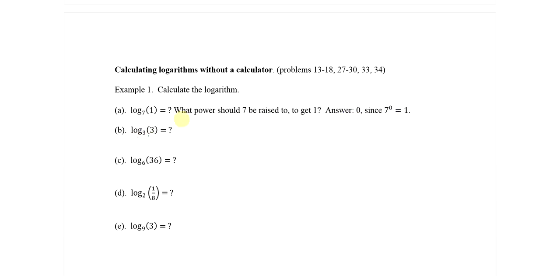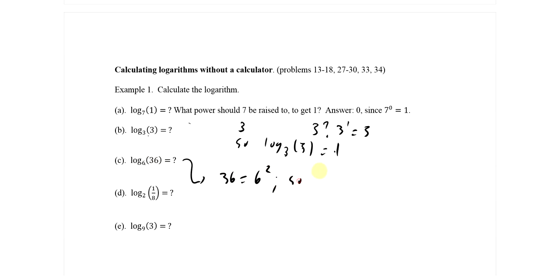Log base 3 of 3. What power should 3 be raised to get 3? Well, 3 to the 1 equals 3, so log base 3 of 3 equals 1. Log base 6 of 36. What power do you raise 6 to get 36? Well, 36 equals 6 squared, so log base 6 of 36 is 2. 6 squared equals 36.